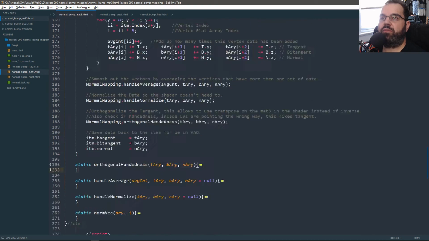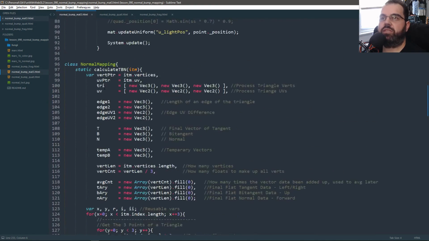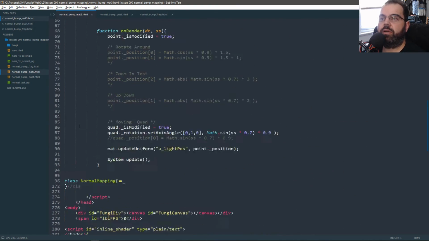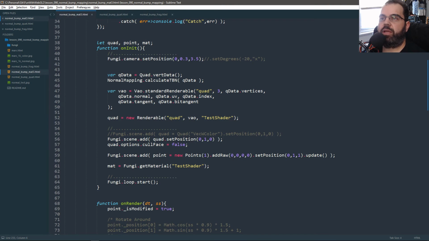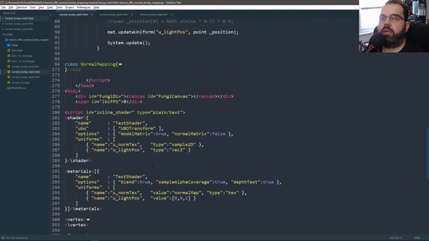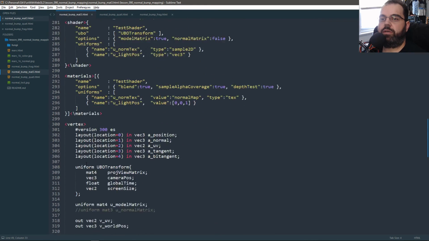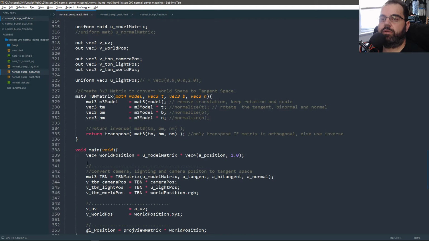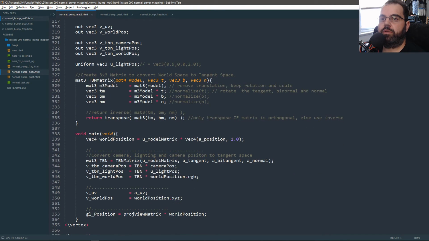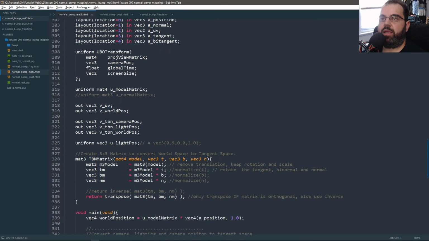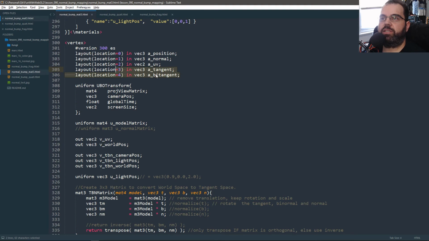So once you have all the data done, then you can just dump it into your shader. Like up here, once I have all the information, we dump it into our VAO, and tangent and bitangent will have their own buffer space. And let's see, so we'll go into our vertex shader. So we have a vertex shader, and we're going to bring in our tangent, bitangent, and normal.